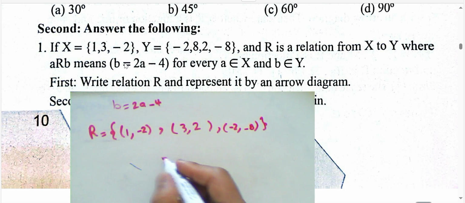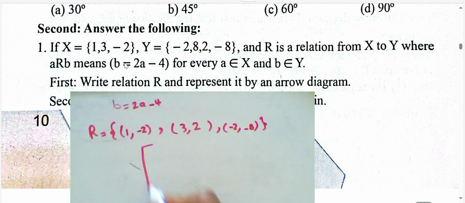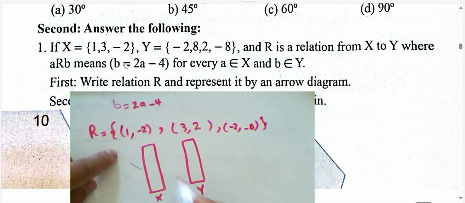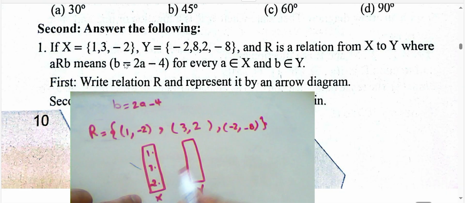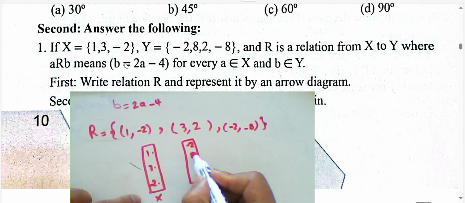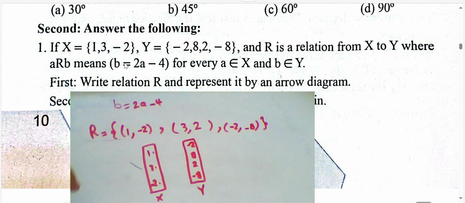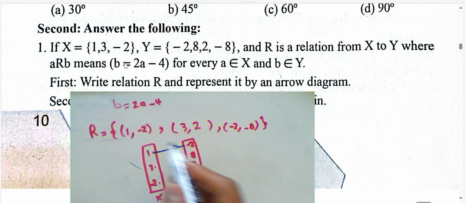And we can draw an arrow diagram. We call it an arrow diagram. Draw it vertically. First we have the first set X and the second Y, with all elements of X: 1, 3 and negative 2, and Y equals negative 2, 8, 2 and negative 8. And then we can join them to find the image. 1 to negative 2, this is the image, and 3 to 2, and negative 2 to negative 8.